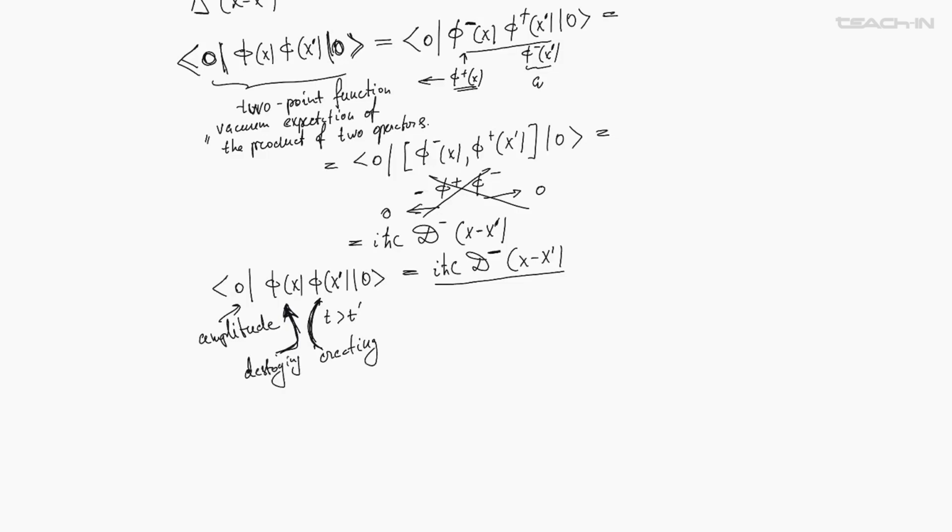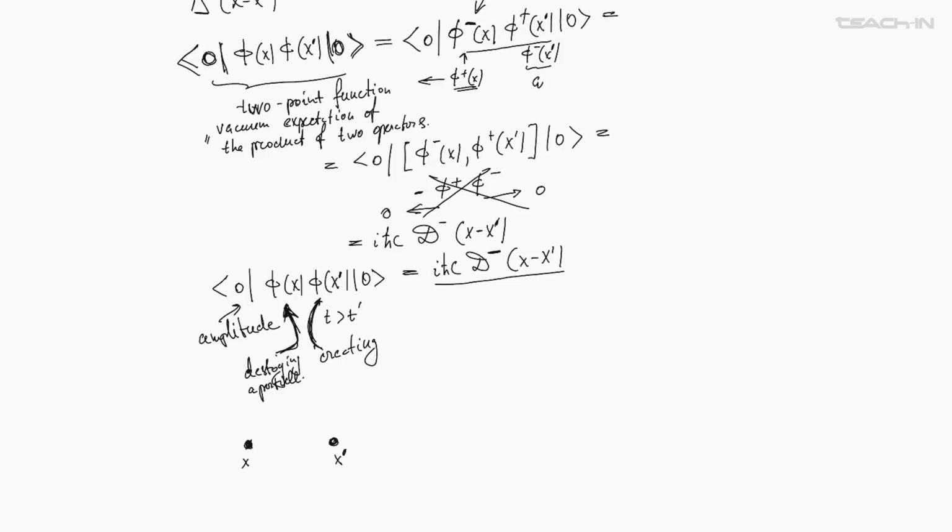Destroying with the help of this operator phi minus. So let's say there are two space-time points. One is here, say, another is here. Let it be point x here, and let it be point x prime here. And let here t be bigger than t prime.